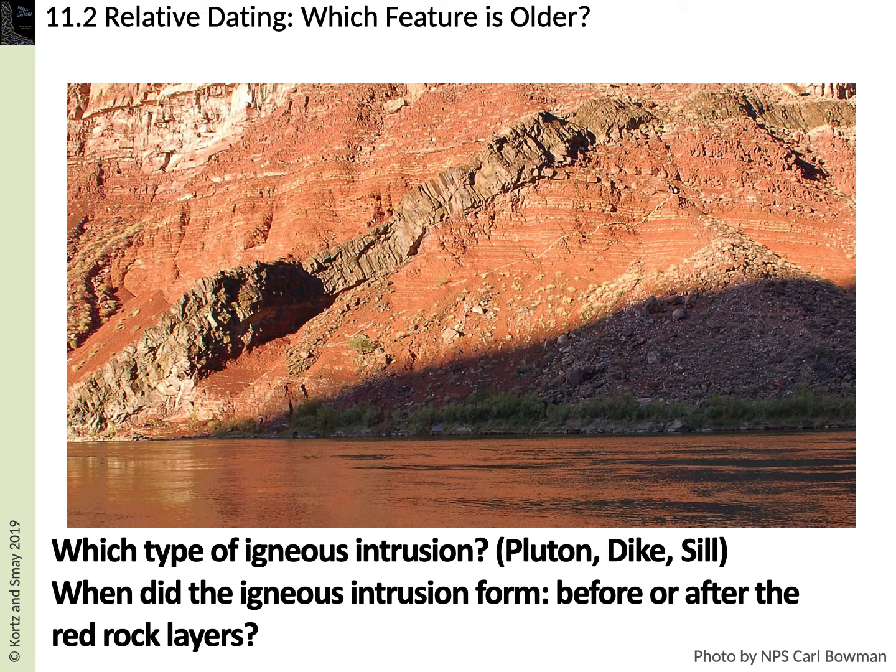So based on what we just talked about, is this a pluton, a dike, or a sill? And then when you think you've got that figured out, answer this question. When did the igneous intrusion form? Did this happen before or after the red rock layers?